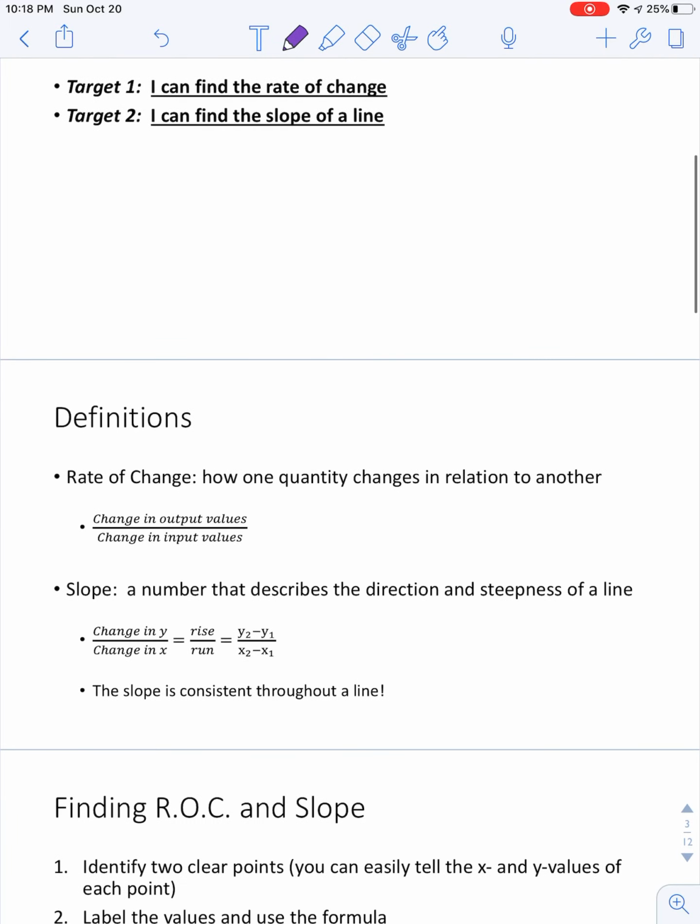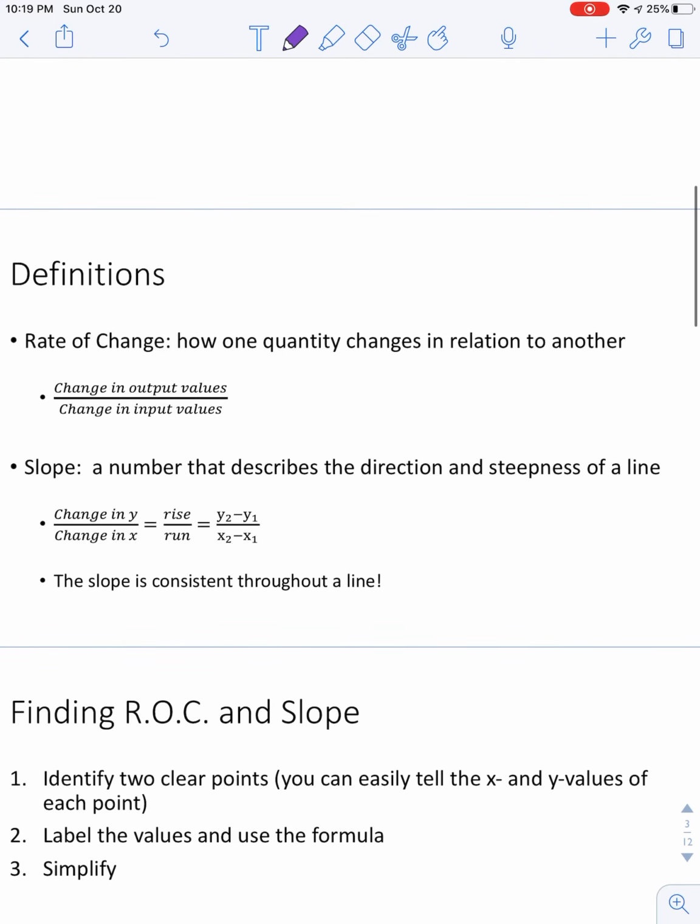So, a couple of definitions that are really important, and they're actually both the same thing. They're two different ways of saying the same idea. Rate of change is the same thing as slope. It's just slope in the real world. It's how one quantity changes in relation to another. It's how the outputs are changing over how the inputs are changing, which is the exact same thing as what slope is. Slope, we just don't normally have context. It's just numbers. We don't have a real world problem attached to it.